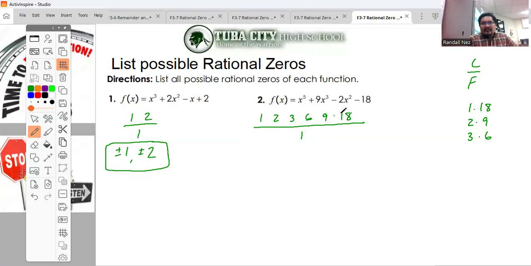So we're going to get all of these numbers, and I'm just going to rewrite them all here. Positive and negative 1, positive and negative 2, positive and negative 3, positive and negative 6, positive and negative 9, positive and negative 18. So those are all of the possible rational zeros for this function.